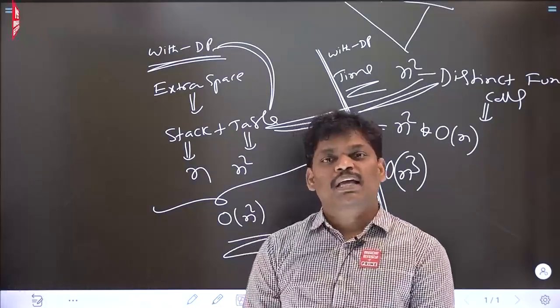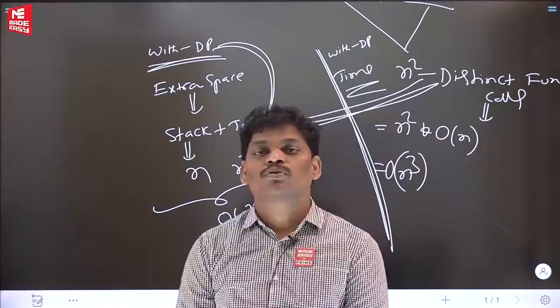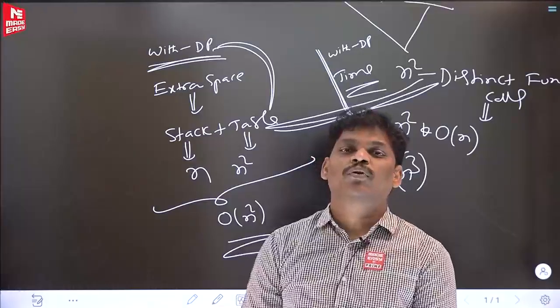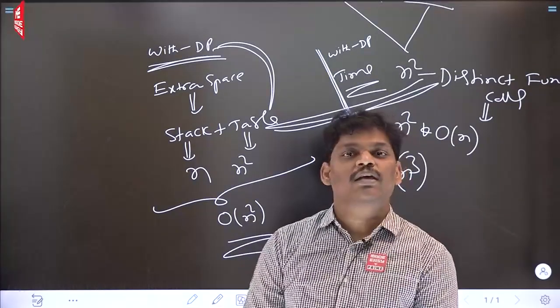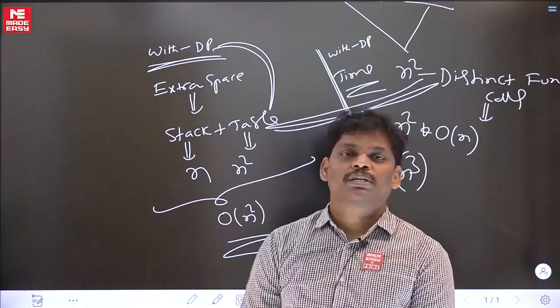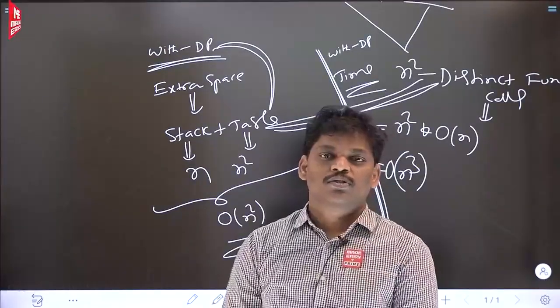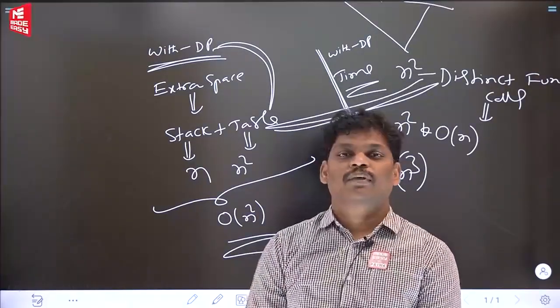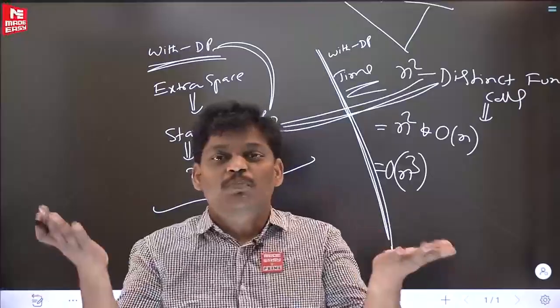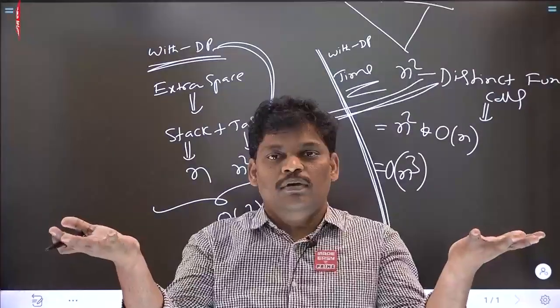What is the extra space? N for the stack, n square for the table, total is n square. Please be careful, numerical examples are very important, followed by time complexity and space, the extra space. Space means extra space only, because the input is going to be the fixed part.